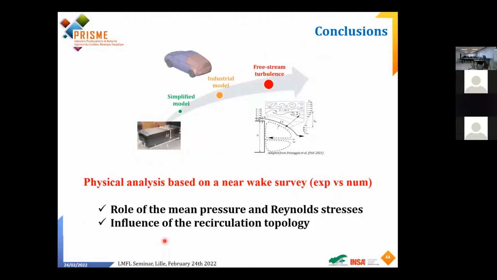Okay, let me summarize the main conclusions of the talk. So we have tried to get a better insight into the aerodynamics of road vehicles in realistic operating conditions, let's say. We started with a very simplified model where we used a physical analysis based on a wake survey, comparing experiments and numerics. We identified the role of the pressure and the Reynolds stresses in the mechanisms that can affect the drag of the vehicle. And we identified the effect of the topology of a recirculation region.